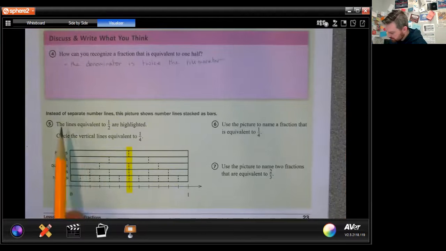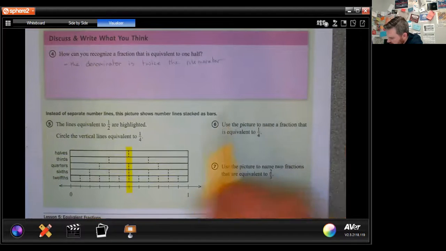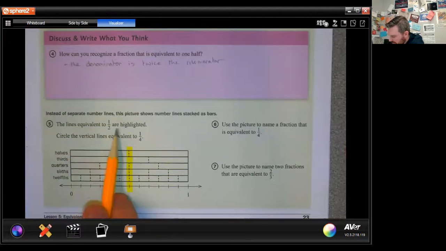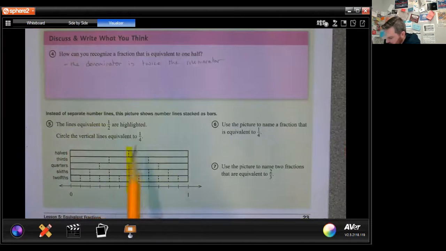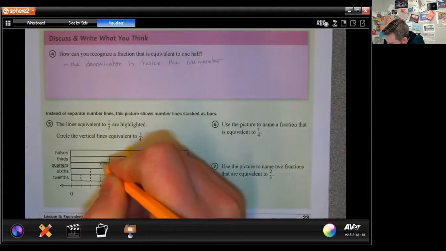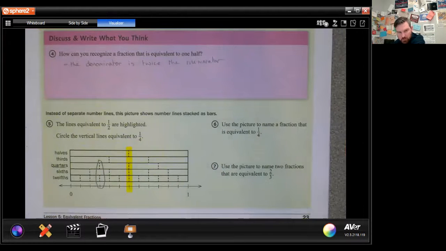Okay, here, instead of separate number lines, this picture shows number lines stacked as bars. Okay, so you have bars instead. So this is a half and a half. You got a bar that is a third, third, third. The lines equivalent to a half are highlighted. Circle the vertical lines equivalent to 1/4. Okay, so we got it. Fourth is quarters. So we're going to come here to quarters, and this would be 1/4. So all of these right here would be equivalent to 1/4.